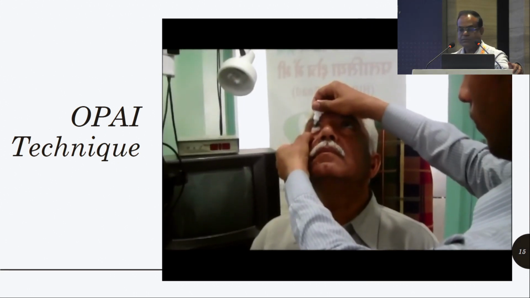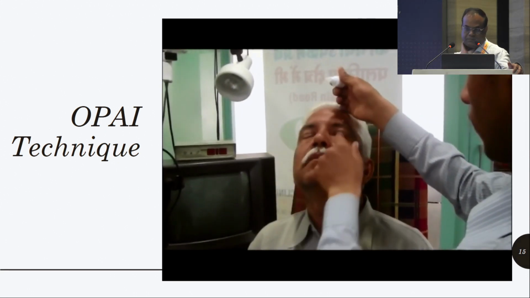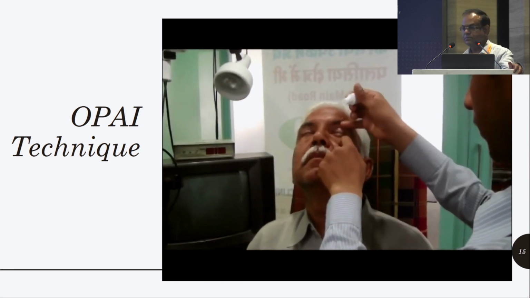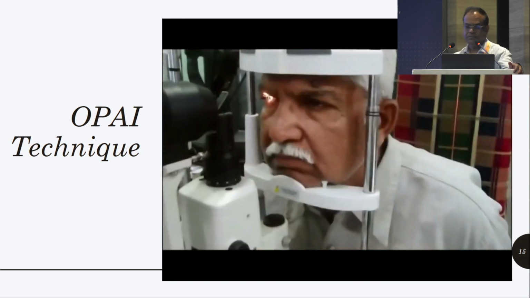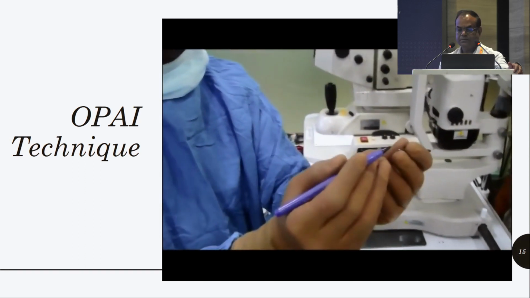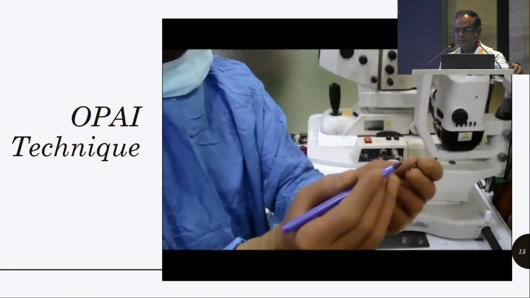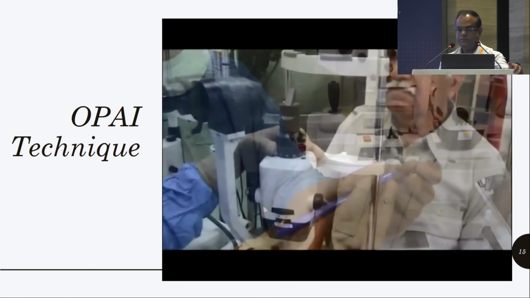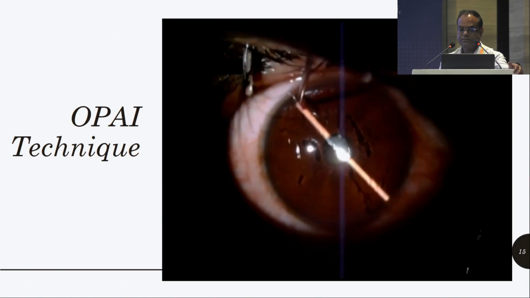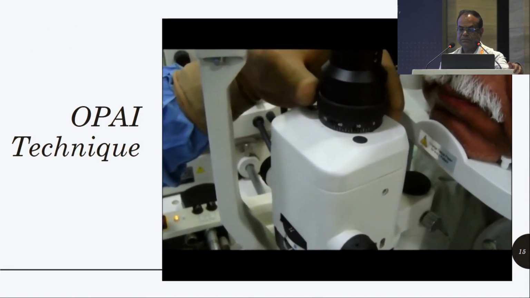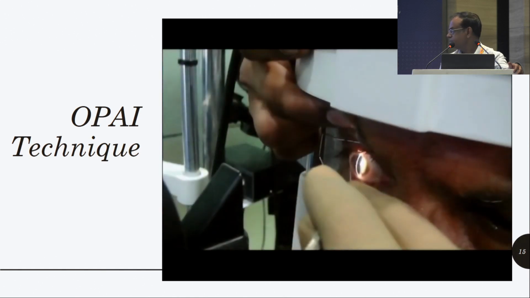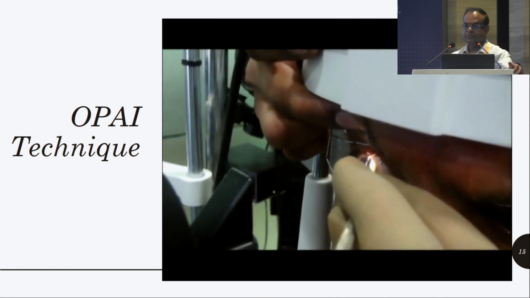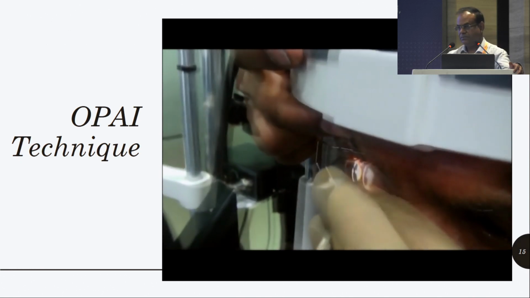After installation of Paraken, ask the patient to sit upright in position, and after painting the Sinskey hook with the help of marker pen, adjust the slit beam and directly mark a single point. Now we have to mark 2 points 180 degrees apart for toric lens implantation.